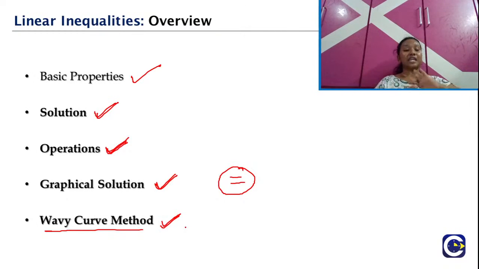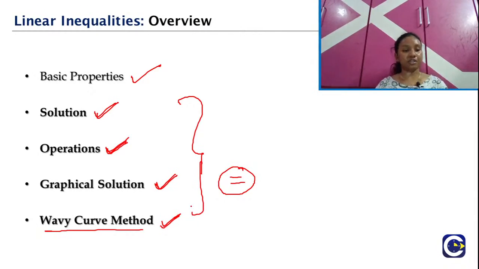So why am I saying it's very easy? It actually makes us solve an inequality within seconds, and you will understand that when we are actually solving questions using the wavy curve method. You will realize that it's very useful, and it actually reduces our time, right? So overall, these are the things that we are going to cover in today's session of linear inequalities.